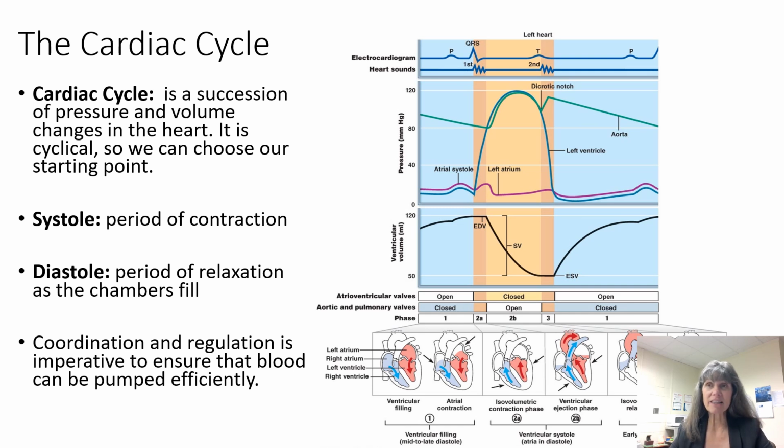And remember that wherever there's more volume of fluid, there's going to be more pressure. Think of a hose. If there's just a little bit of water going through the hose, there's not going to be a lot of pressure. However, if you turn up the spigot, there's a lot more water coming through, hence there's a lot more pressure generated by the volume. And the same thing is really true with the heart when we look at volume and pressure changes. The cardiac cycle is really important because it helps coordinate and regulate to ensure that blood can be pumped efficiently.